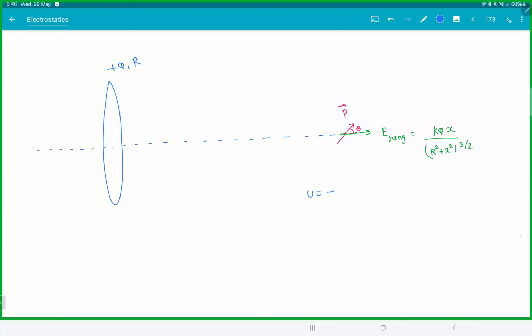So potential energy will be minus p e cos theta, which is kqpx cos theta by (r square plus x square) whole power 3 by 2. This is the potential energy. Force is minus du by dx. Differentiate it, you'll get the answer.